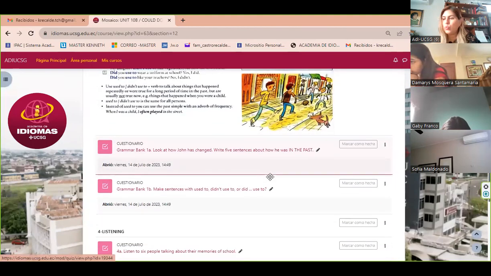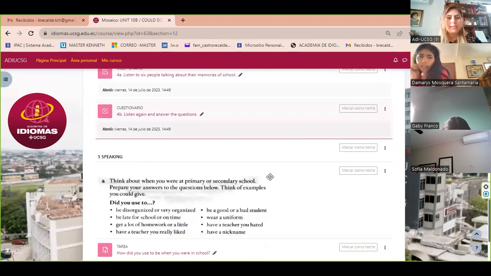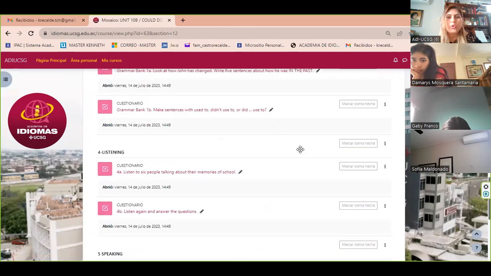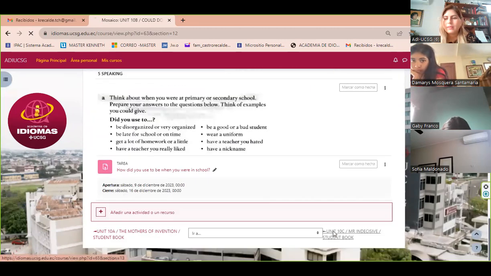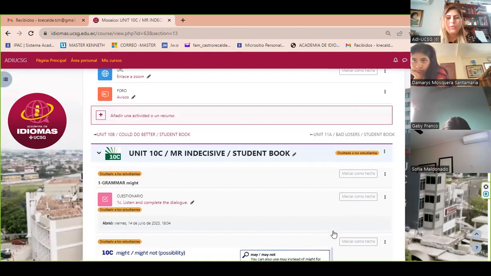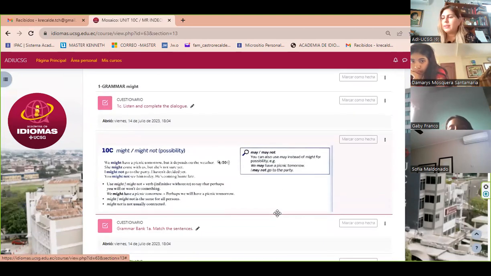So let's continue. We were in Unit 10B. We finished with used to. We practice used to. Let's go to our new unit, which is Unit 10C. Let me make it visible. Can you see the unit? Let me know.